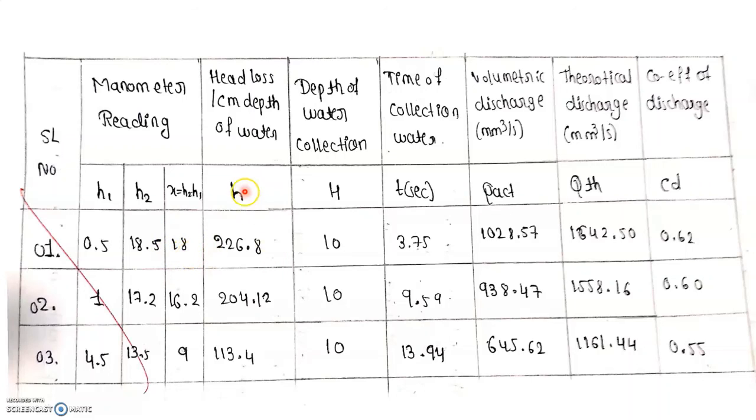Okay, and this is the H which is calculated. That calculation I will show you further. And this is the depth of water collected, 10 centimeter height, and the time taken for that. They have calculated the volumetric discharge, theoretical discharge and coefficient of discharge for all three trials. You can see here the H has been calculated. The area has been calculated over here. This was wrong. I have corrected this one.